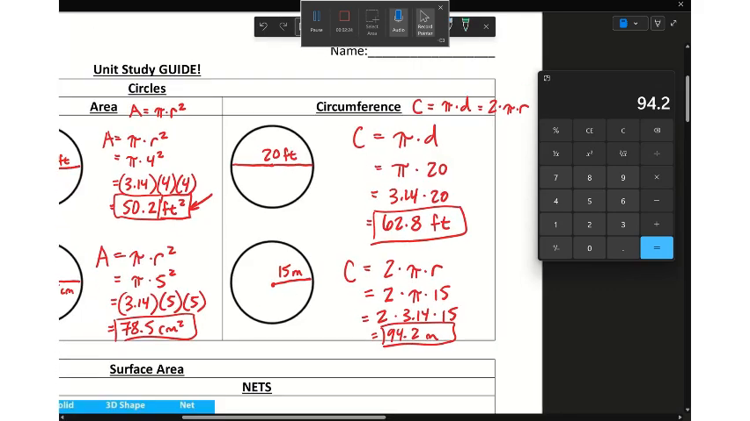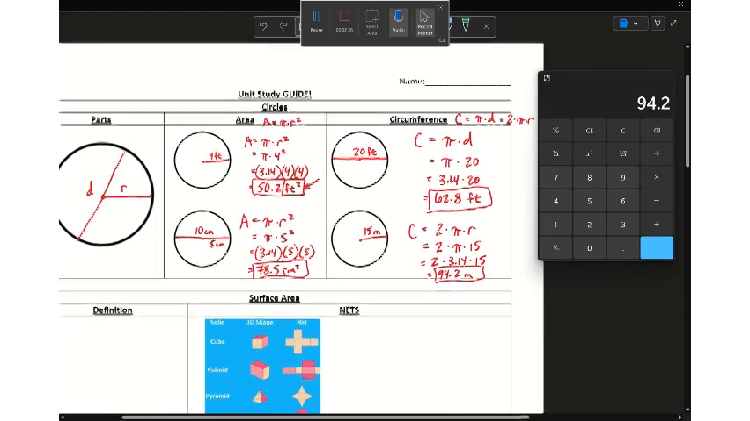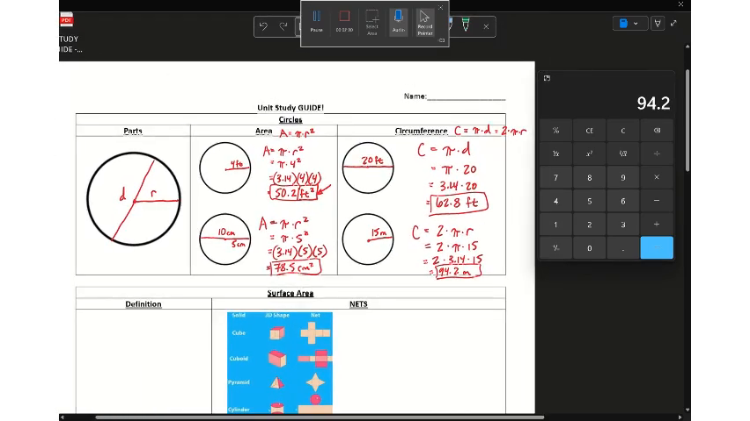Now that we're done with circles, make sure that you take a moment and you understand the requirements for both of these types of ideas. So now let's take a look at the next topic on the test, and that's surface area.